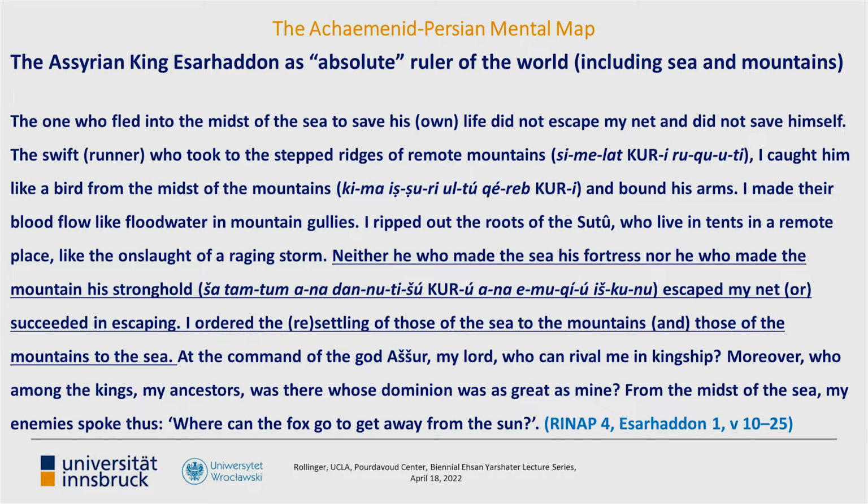I ordered the resettling of those of the sea to the mountains, and those of the mountains to the sea. So again, the sea, the mountains, the different landscapes. So this is how total universal world rule has been conceptualized in Neo-Assyrian times.